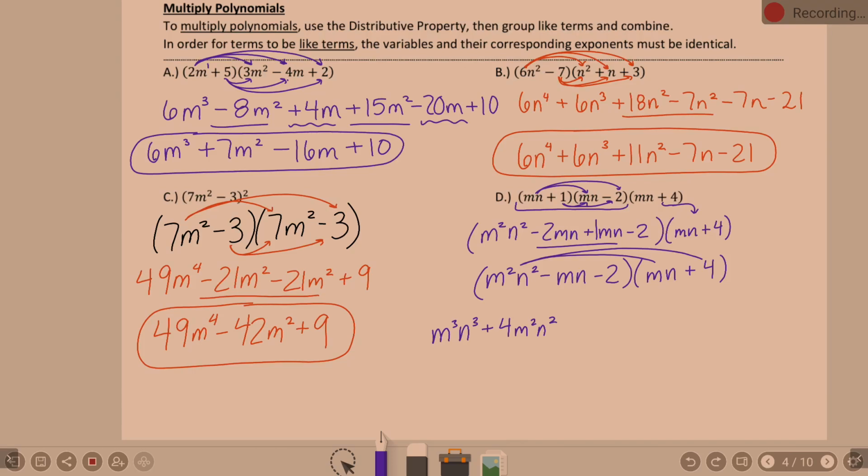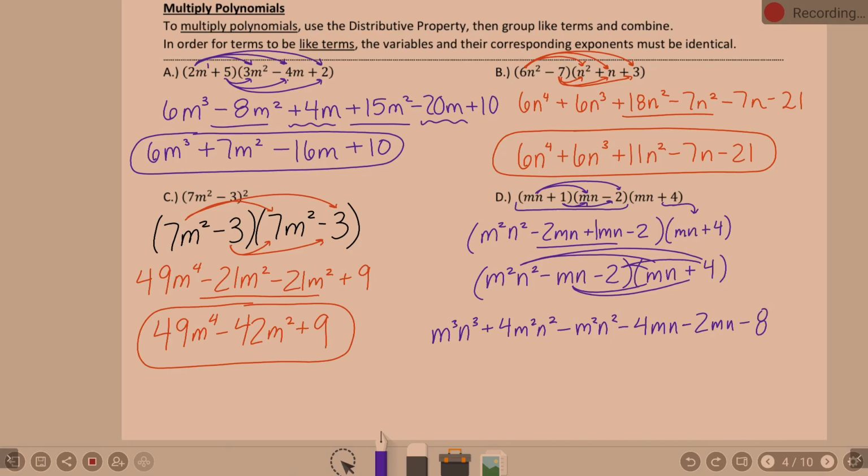Now, the middle. Now I'm going to distribute negative mn. Negative 1mn times positive 1mn would be negative m squared, n squared. Negative mn times positive 4 is negative 4mn. Minus 4mn. And then we're distributing our negative 2. Negative 2 times mn, negative 2mn, and negative 2 times 4, negative 8.